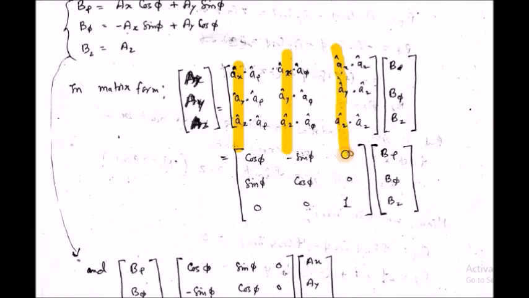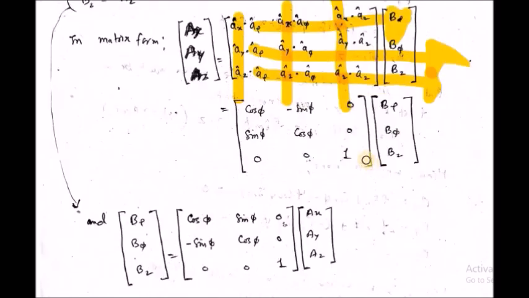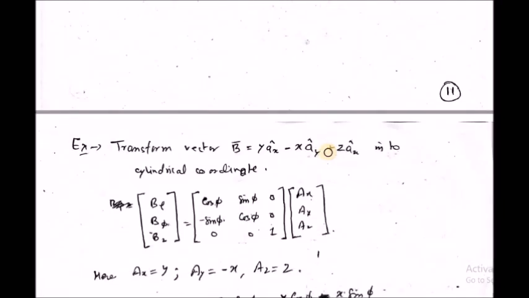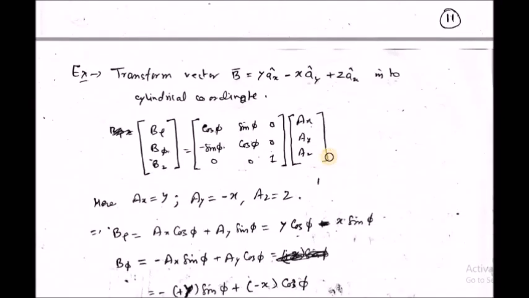This term means the unit vector will be in the vertical direction, and the unit vector for this will be in the horizontal direction, and then we take the dot product of those. Okay, so now let's see a problem on how to transform a vector from one coordinate system to another coordinate system.